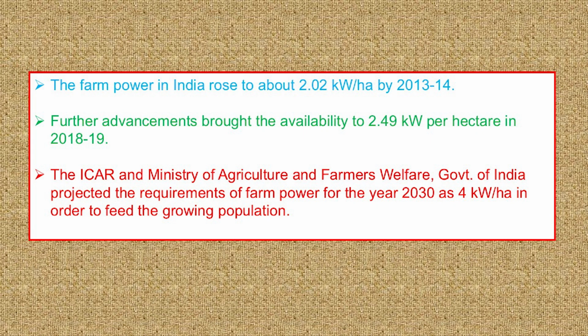If we talk about global farm power availability, we are lagging behind various developed countries and even developing countries as well. Brazil already has 5 kilowatt per hectare of farm power available for its agriculture, and it also comes under the developing country category. Japan, Korea, and USA have farm power of more than 8 kilowatt per hectare. For example, the USA has more than 10 kilowatt per hectare. Korea and Japan have 8 kilowatt per hectare of energy available for their farm production.